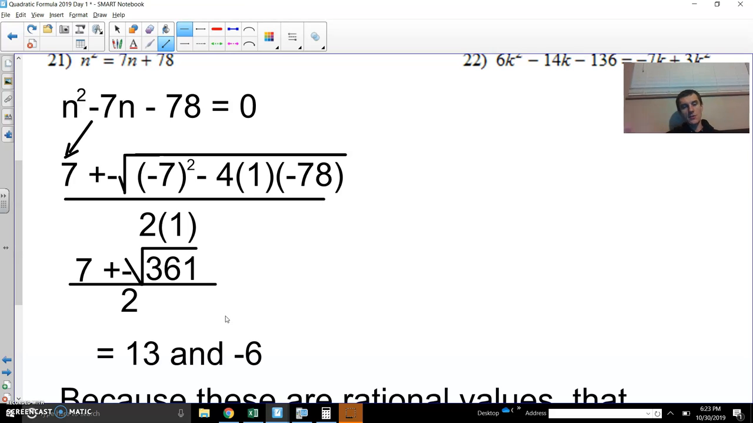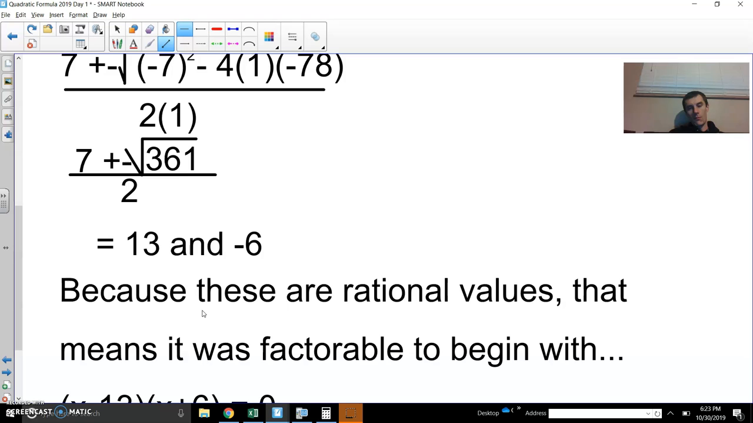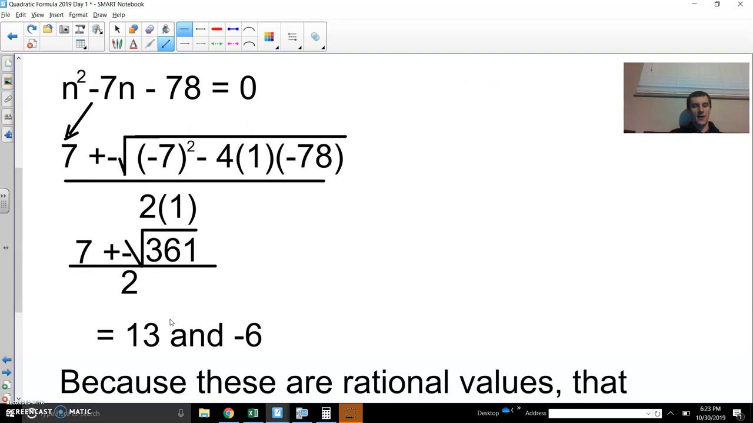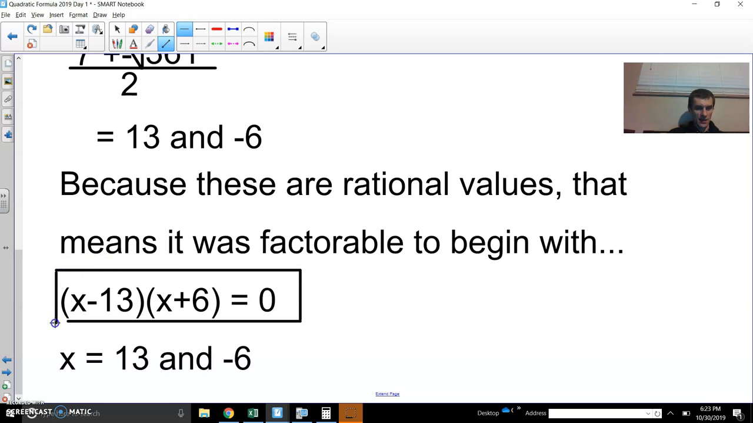Now, because you got integers here that are rational values, anytime your answer is not some type of crazy irrational value, that means that your problem to begin with could have been factored. So if you think about what would multiply to be negative 78 and add to be negative 7, it could take you a moment to find that those values are negative 13 and 6. Negative 13 plus 6 gives you negative 7, and these also multiply to be negative 78. But what makes those 0 is 13 and negative 6.